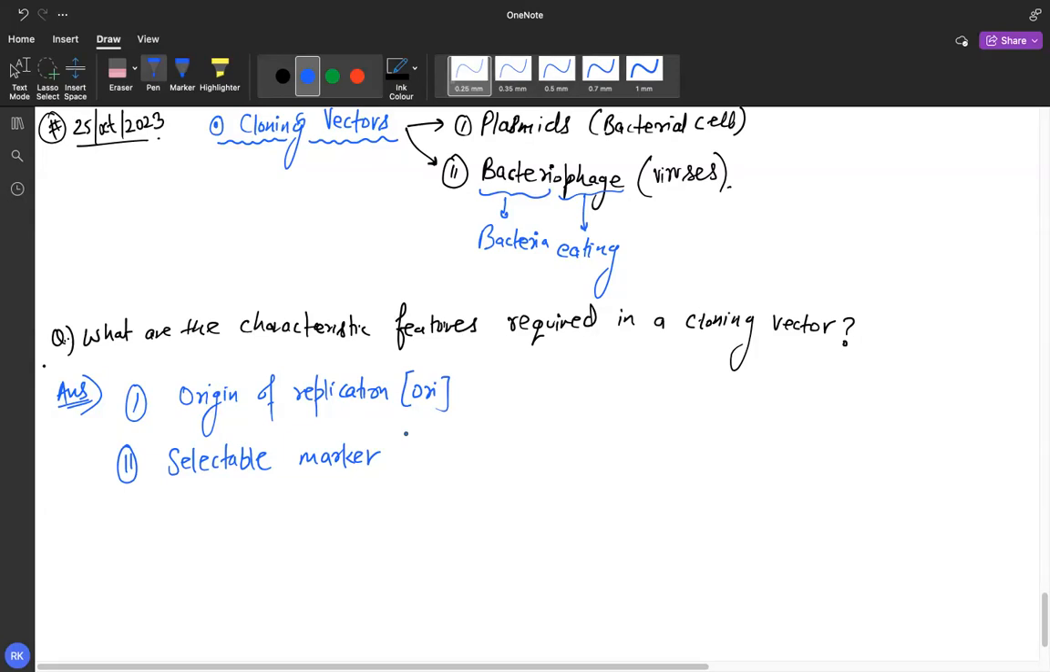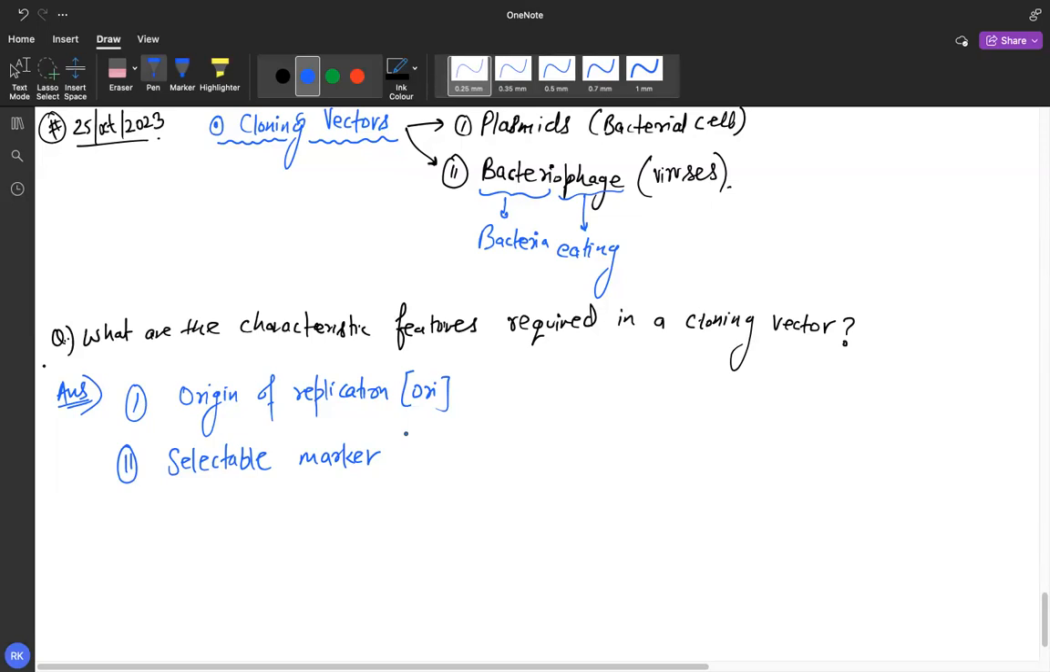And if they die, it means that my vector did not enter inside, or if it entered, it got degraded, or it is not functional. Because if it was functional, it would have provided them antibiotic resistance. Do you understand that, Parker? Make sense? Yes, sir.